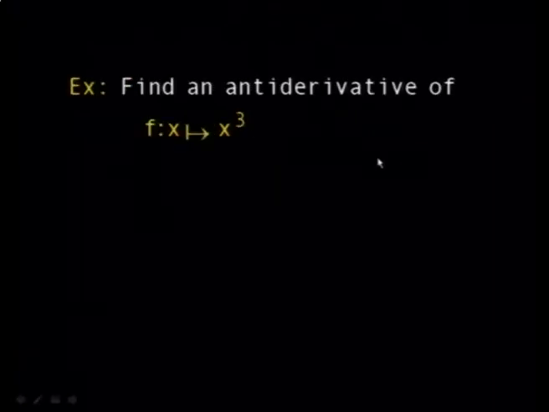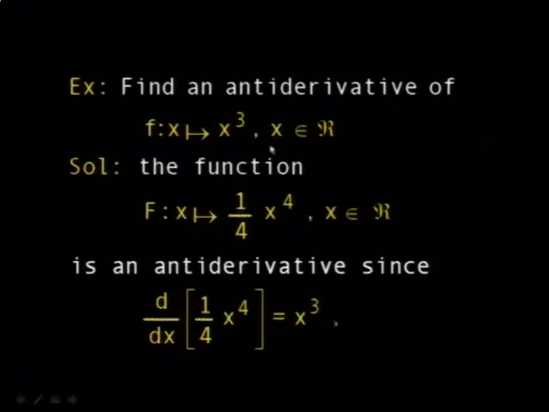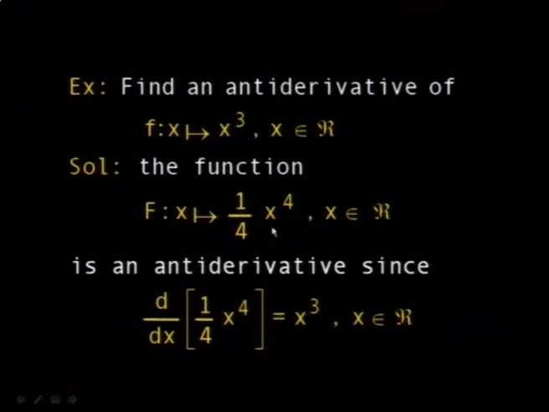So you take a few examples. Here you have, for example, small f maps x into x cubed. What is the antiderivative of this function f? The antiderivative is 1 over 4 x to the power 4. How did you know that? Very simply, all you have to do is differentiate 1 over 4 x to the power 4, you get x cubed, and therefore 1 over 4 x to the power 4 is the antiderivative of x cubed.